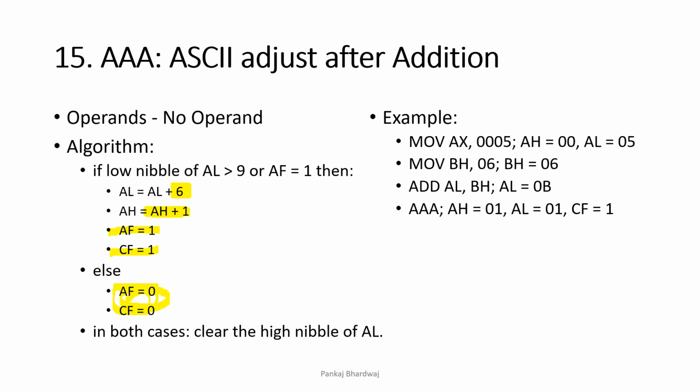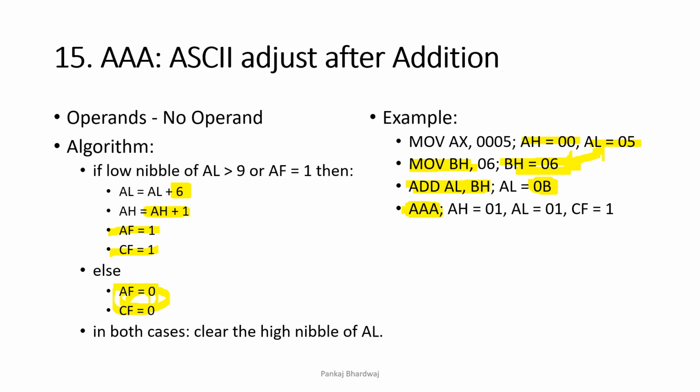Let's take an example. For example, AX will be 0005. That means AH will be 0 and AL will be 5. Now if we move 06 into the BH register, then BH will be 6. And if we add these two, that means AL and BH will be added, then the result will be 6 plus 5, that is 11. 11 means 0B. But the result after AAA will not be 0B.